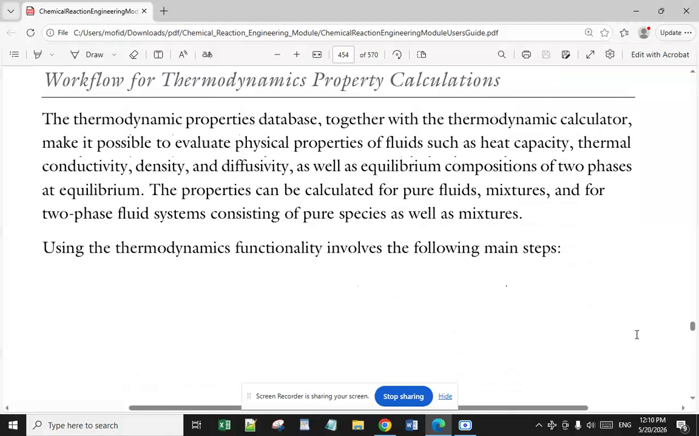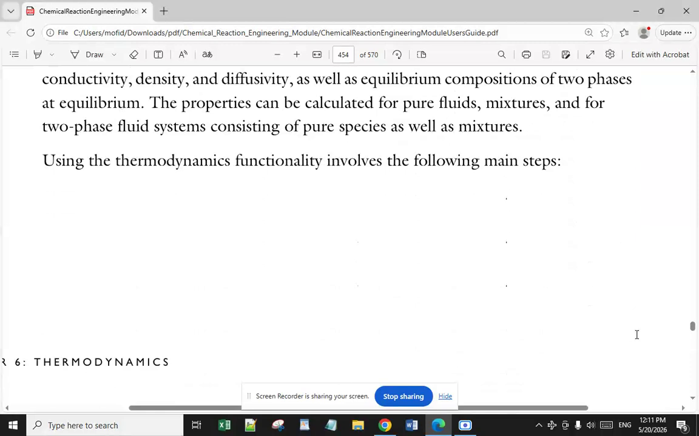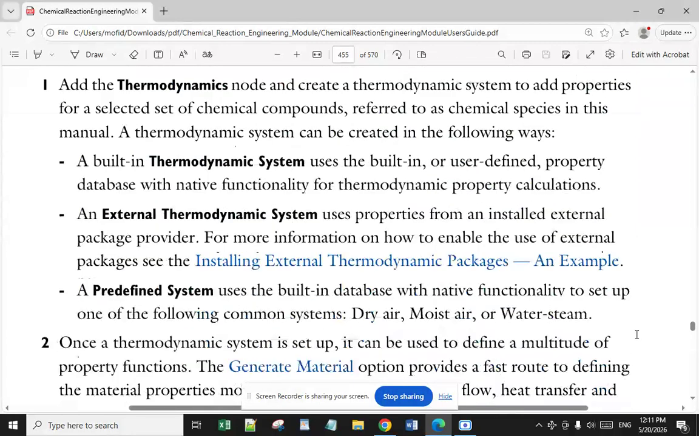The thermodynamic properties database together with the thermodynamic calculator make it possible to evaluate physical properties of fluids such as heat capacity, thermal conductivity, density, diffusivity, as well as equilibrium compositions of two phases at equilibrium. The properties can be calculated for pure fluids, mixtures, and for two-phase fluid systems consisting of pure species as well as mixtures. Using the thermodynamics functionality involves the following main steps.